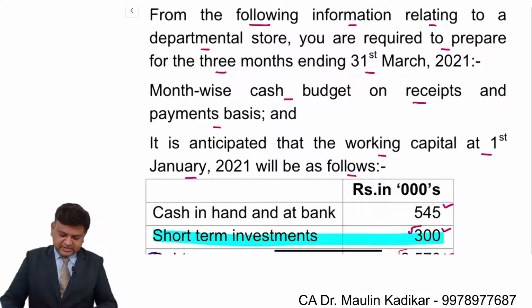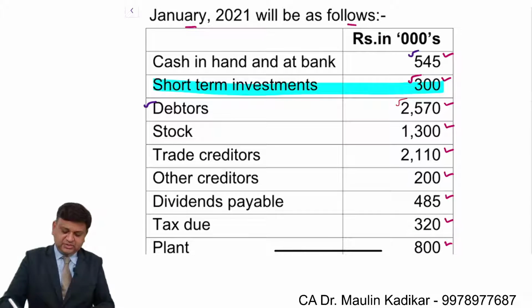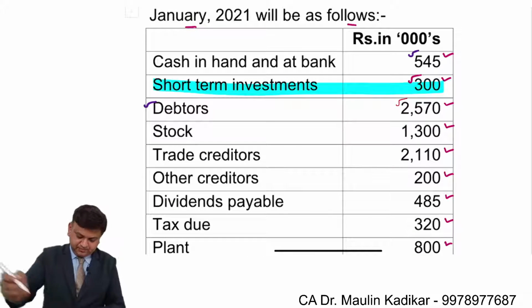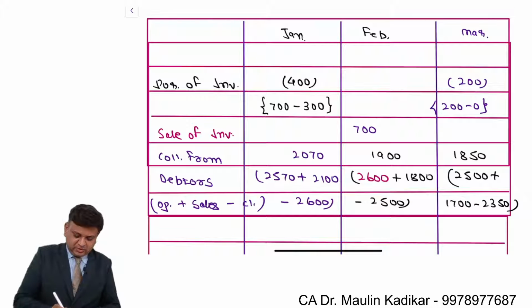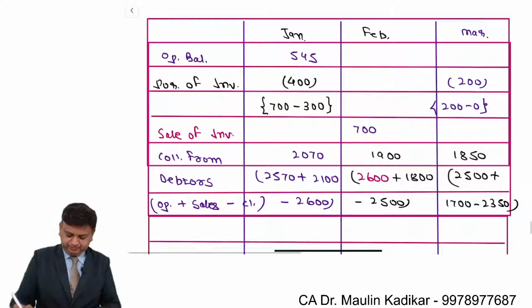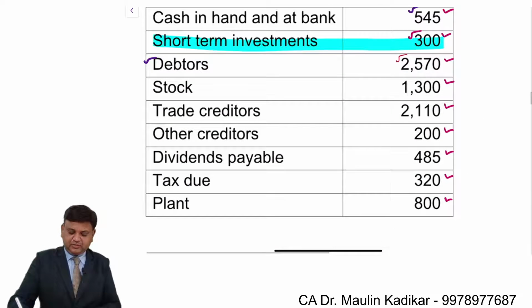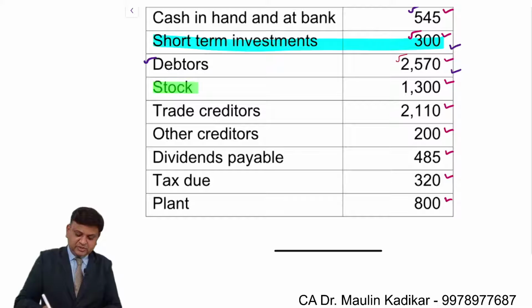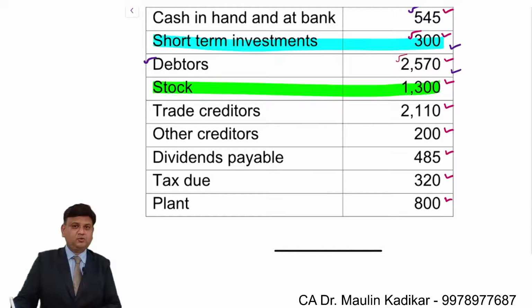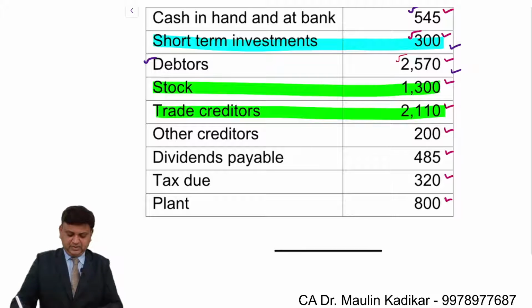Now friends, over here you can see the opening cash balance is given to us as 5,45,000. So you are required to mention over here as opening balance on 1st of January, 5,45,000. We already have incorporated the adjustment for short-term investment and debtors. Then we have been provided with the stock information. How to incorporate the stock and the creditors, I just explained that to you in 2 minutes of time.